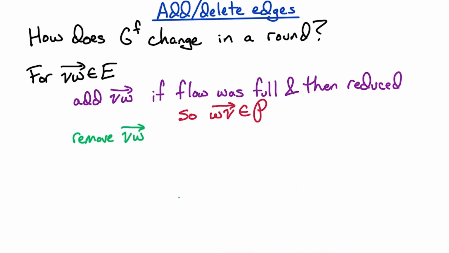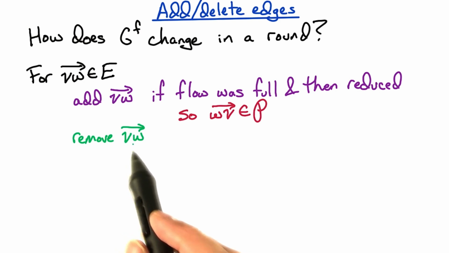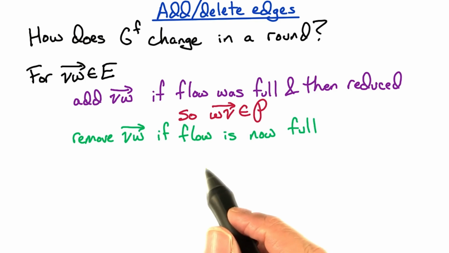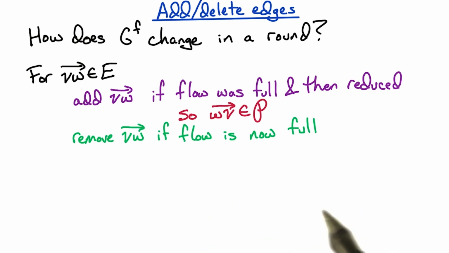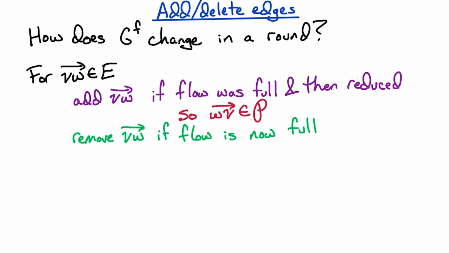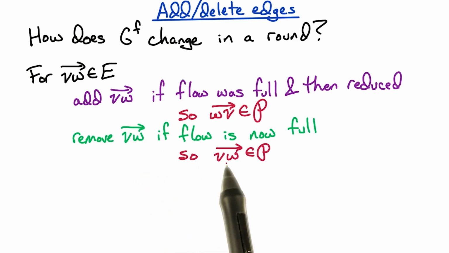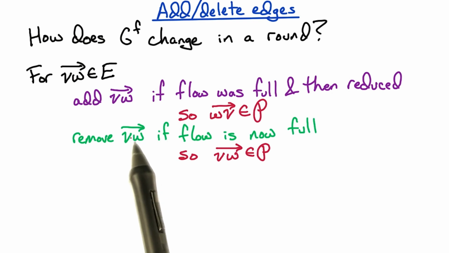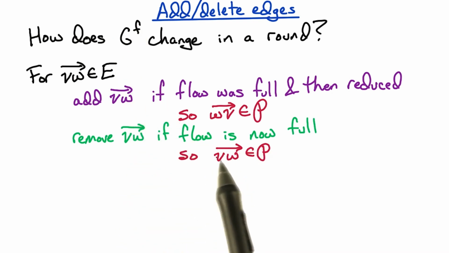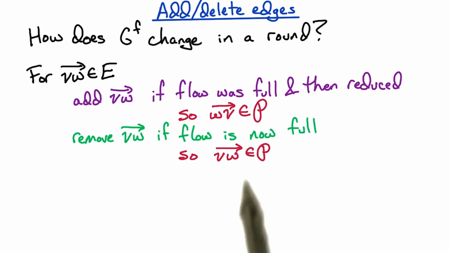Now let's look at the other case where we remove this forward edge from the residual network. Now we remove it if there was some leftover capacity, but now there's no leftover capacity. So the flow equals the capacity along this edge. That means we augmented the flow, increased the flow along this edge. So this forward edge itself is on the augmenting path. In order to remove this forward edge from V to W from the residual graph, this forward edge from V to W must be on the augmenting path because we increased the flow along this edge.